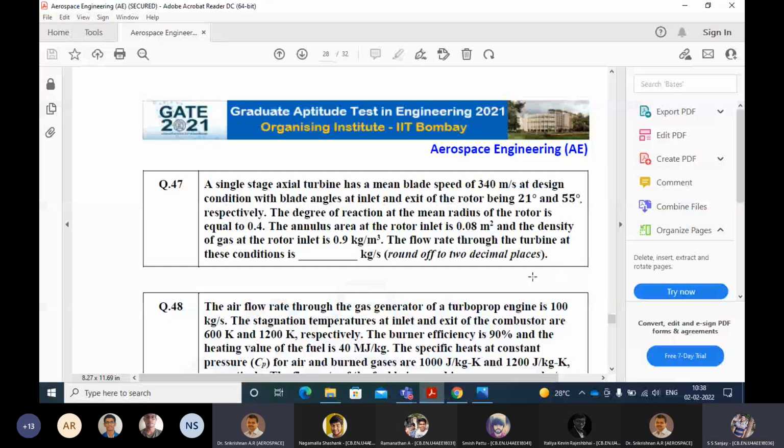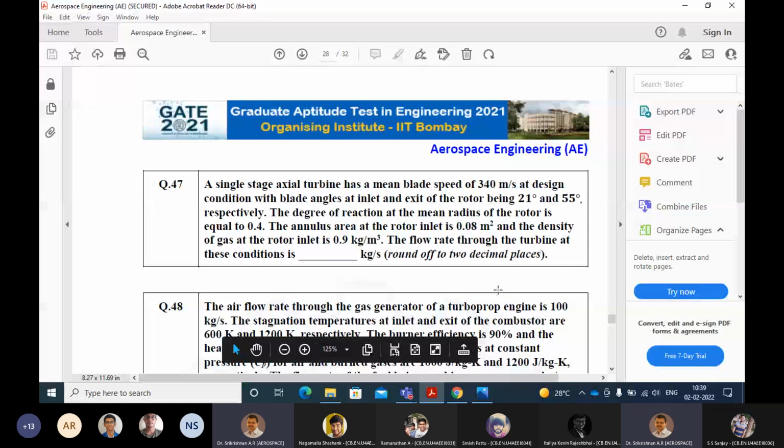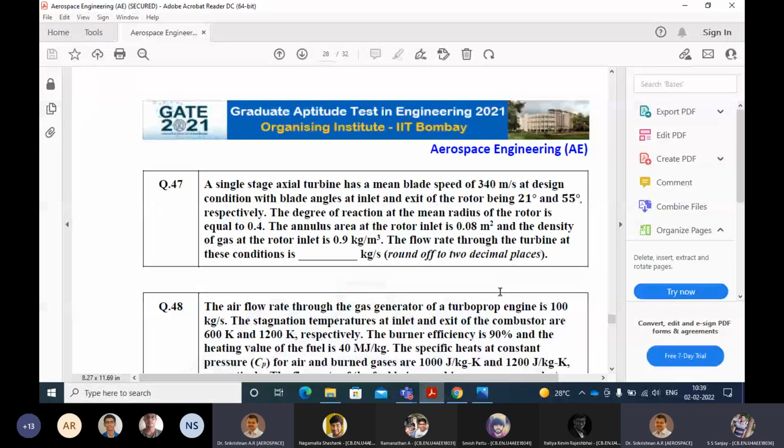And sir, another doubt was, if the degree of reaction for a turbine is negative, can we say that the turbine will act as a compressor? No, it doesn't mean that. It doesn't make sense to say the degree of reaction is negative, because degree of reaction is defined as the static enthalpy change across the rotor by the total enthalpy change. Practically, it doesn't make sense to say the degree of reaction is negative.